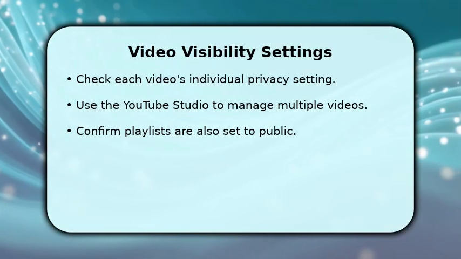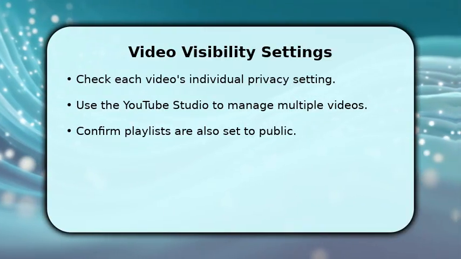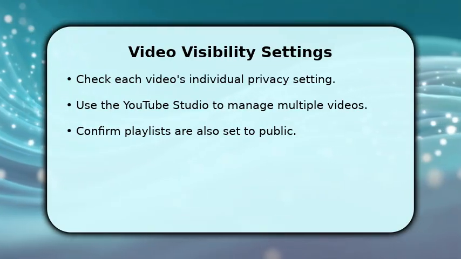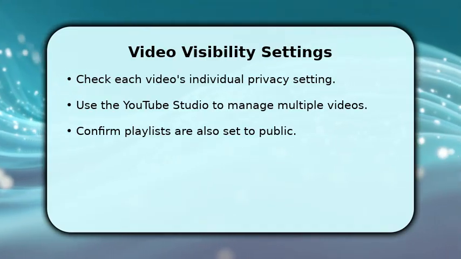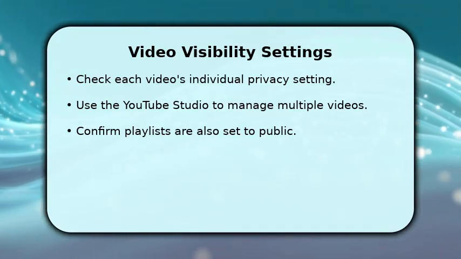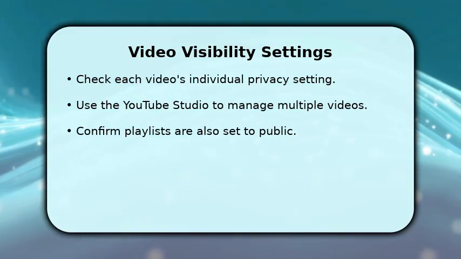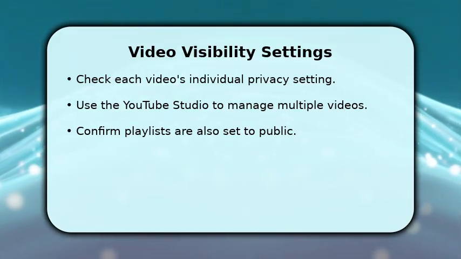Once your channel is public, focus on individual video settings. Go to your content section in YouTube Studio. Here, you can see the visibility for all your uploaded videos. Make sure each video you want seen is explicitly set to public. You can also select multiple videos to change their visibility simultaneously, saving you time and effort.